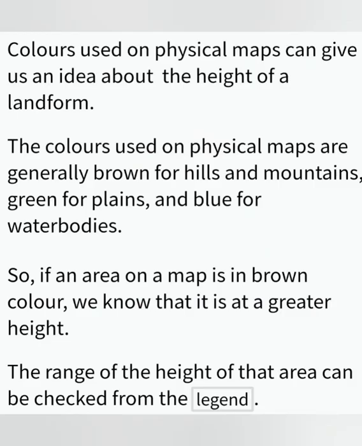Children, I have a question. Can the color used on physical maps help us get an idea of the height of a landform? How? Let's discuss. Point 1. Colors used on physical maps can give us an idea about the height of a landform. Point 2. The colors used on physical maps are generally brown for hills and mountains, green for plains, and blue for water bodies. So if an area on a map is in brown color, we know that it is at a greater height. The range of the height of that area can be checked from the legend.